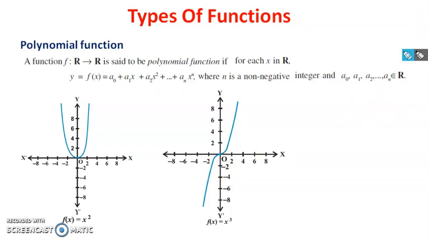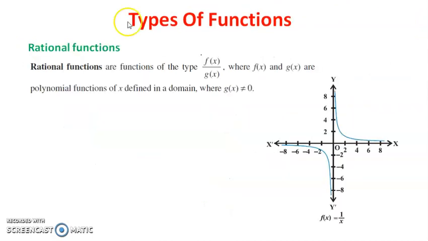Then we will be proceeding on to the next type, that is called rational functions. Rational functions are in the form of p by q. Here the numerator is f of x and the denominator will be g of x, where g of x is not equal to 0. This is the definition for a rational function, and how it is depicted on the graph, you can plot the graph.